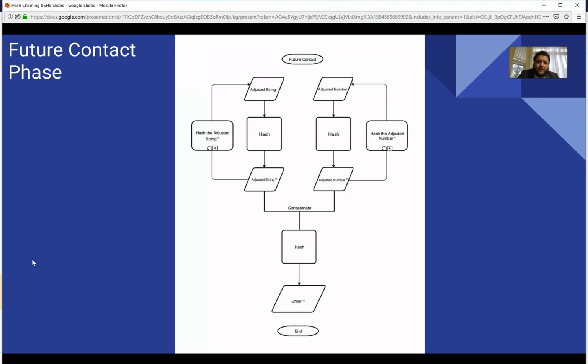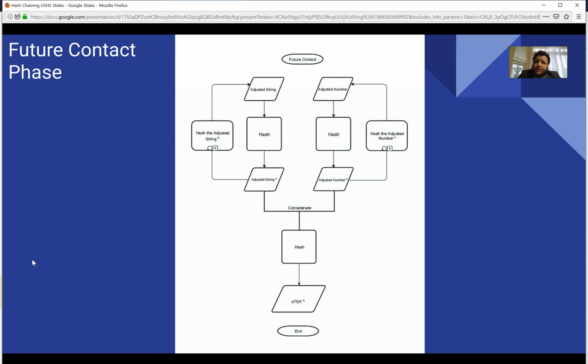In the future contact phase, the two entities create multiple future keys, beyond key 1. This modulation process is very simple and takes advantage of a hash's linearity. Basically, the adjusted values from a previous key are hashed to create new adjusted values. In essence, the previous adjusted values will take the place of where the principal values would be in the key configuration phase. After that, the rest of the process is the same as the key configuration phase.